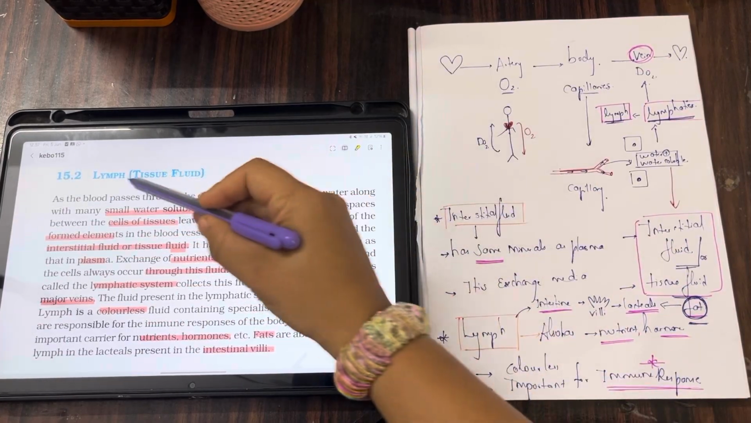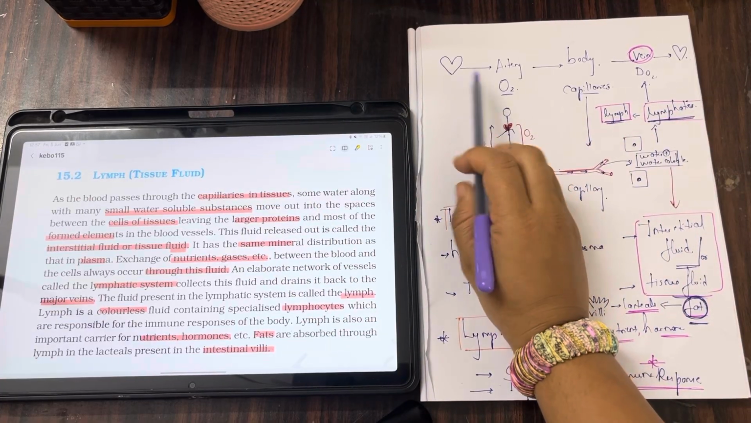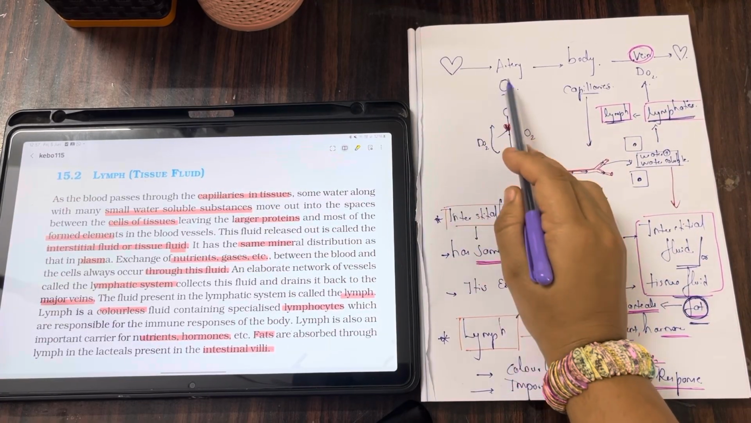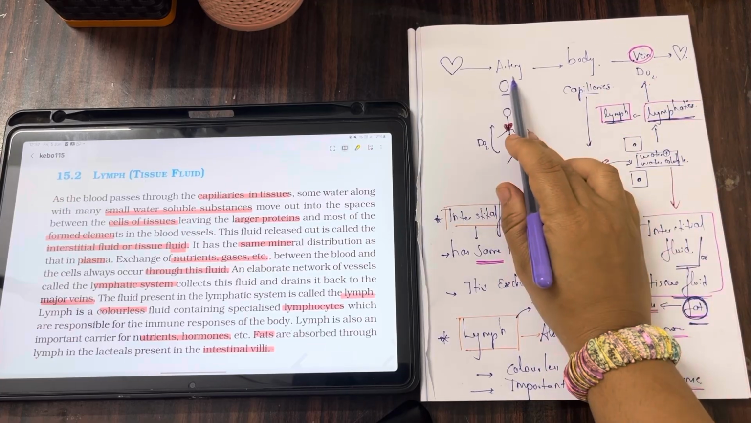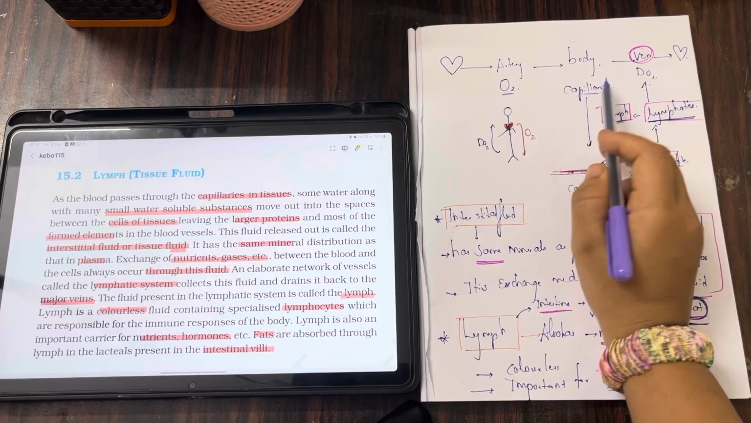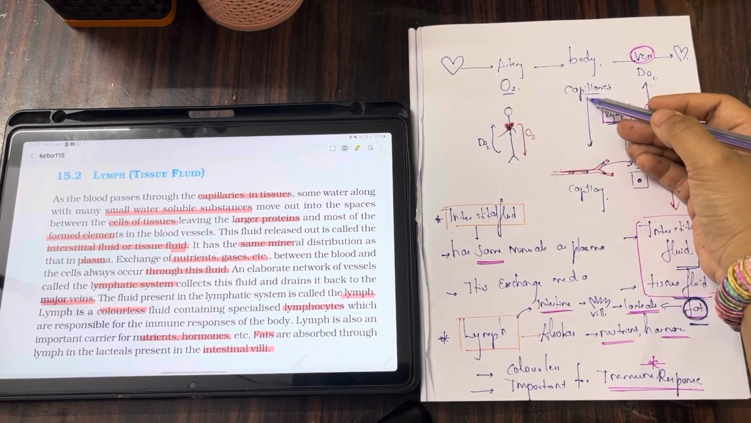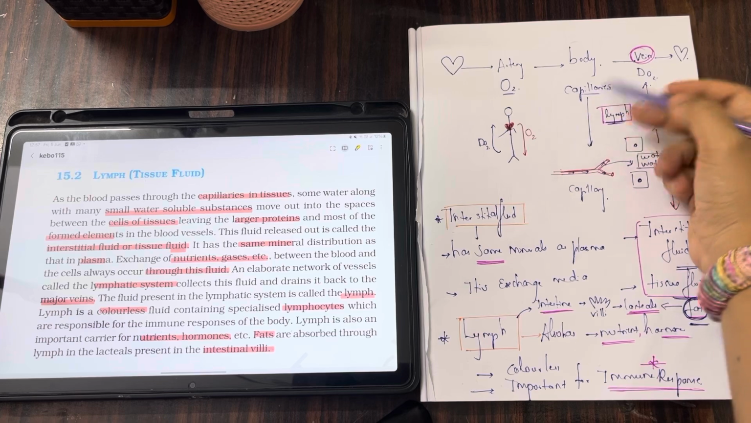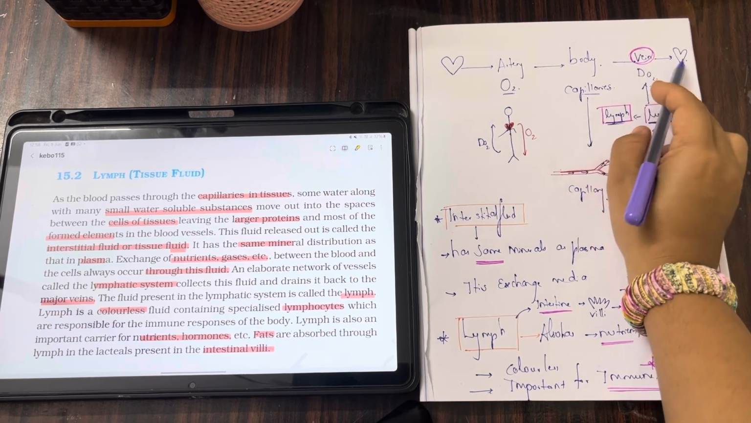Next, we are going to learn about lymph or tissue fluid. Before understanding that, you need to know that from the heart, oxygenated blood is carried through the artery into the body. In the body, arteries become smaller and form capillaries. Then deoxygenated blood, because from the capillaries, oxygen would have been utilized by the body. Only deoxygenated blood would be left. It is carried by the veins into the heart.